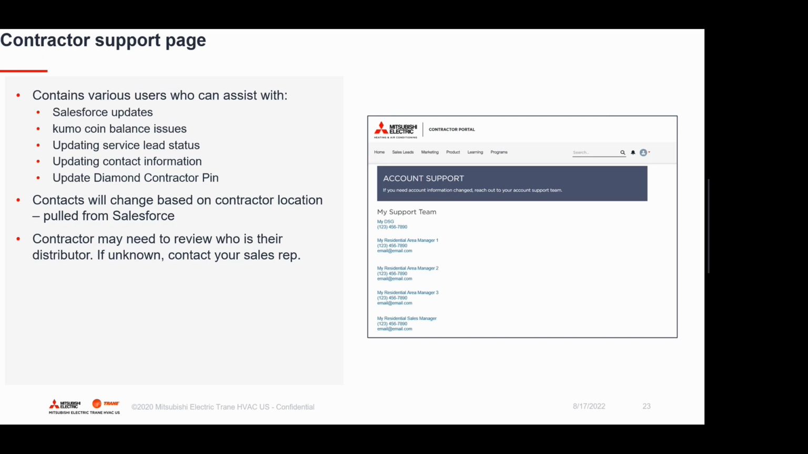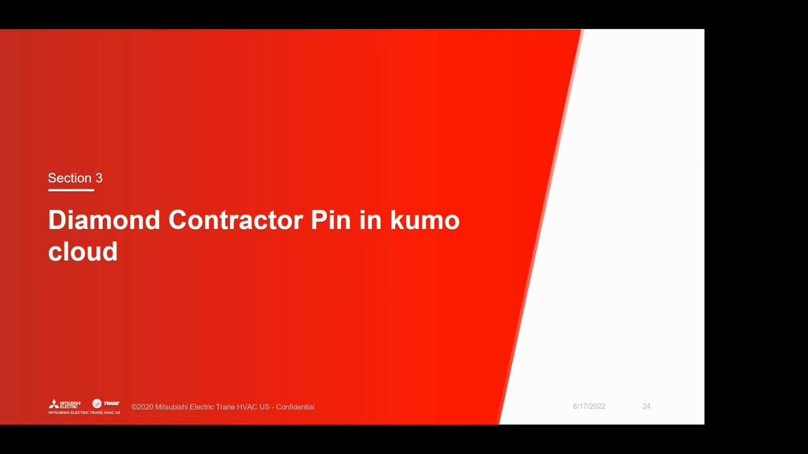Contacts will change based on the contractor location. This is all pulled from Salesforce, so it'll be different for each user depending on which company they're associated with. And additionally, contractors may need to review who is their distributor. If it's unknown, they'll need to contact their sales rep. So now I'm going to talk about the Diamond contractor PIN in Kumo Cloud and what that's used for.